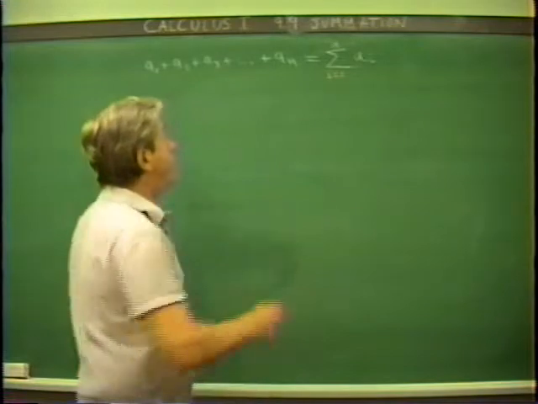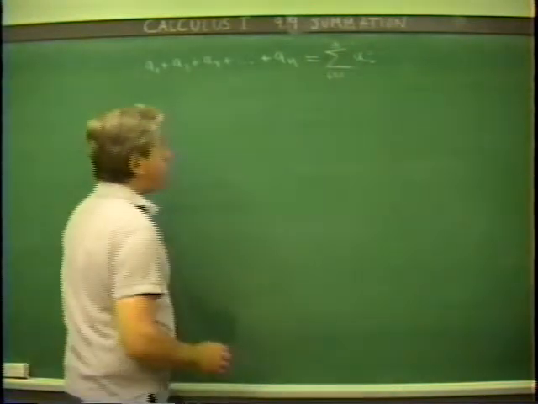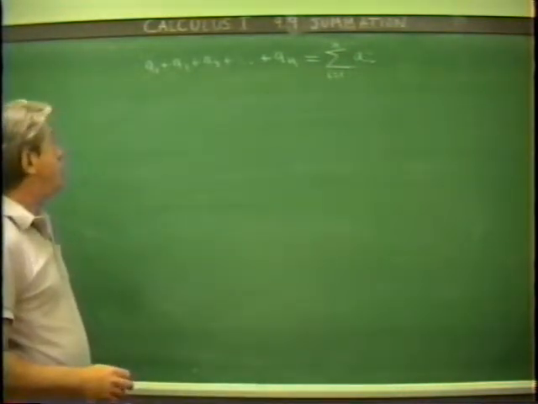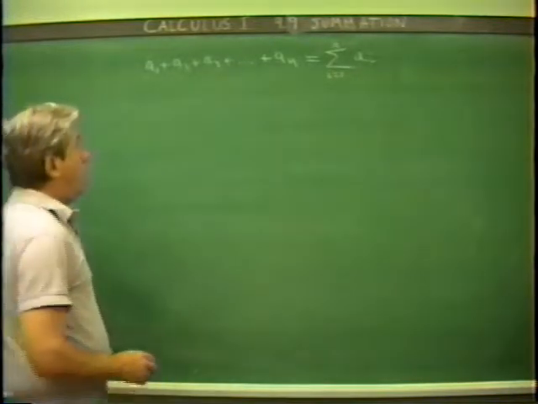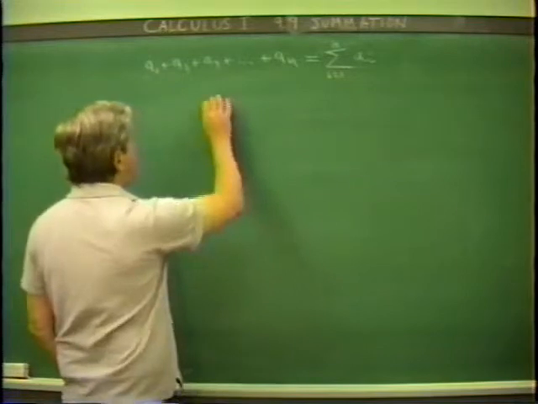If we wanted to go from 3 to n, then we would write i equals 3 to n. Or if we wanted to go from 3 to 5, you would write i equals 3 to i equals 5.